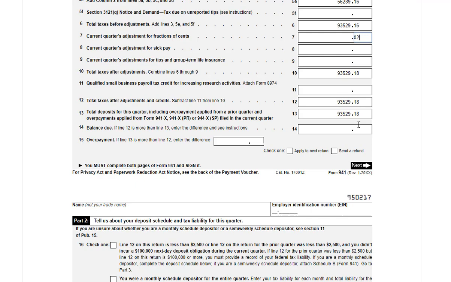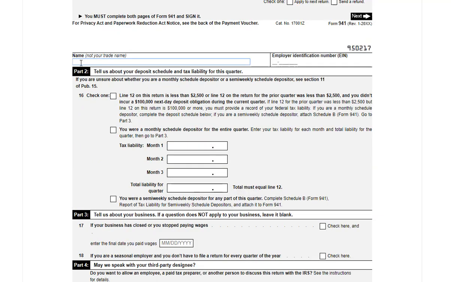Do we have any balance due? We would show in line 14, but we do not. There's no overpayment, so we do not show any in line 15. Here on page 2, we need to show the name of the company, Bouncing Babies Company, and the employer identification number. Then on line 16, we need to check one.